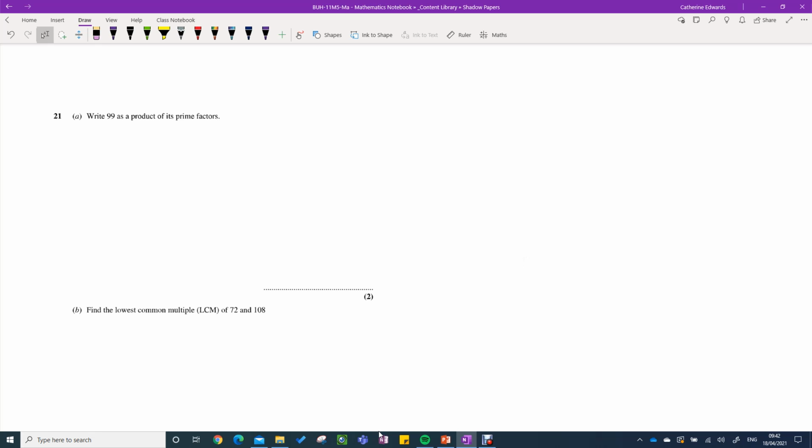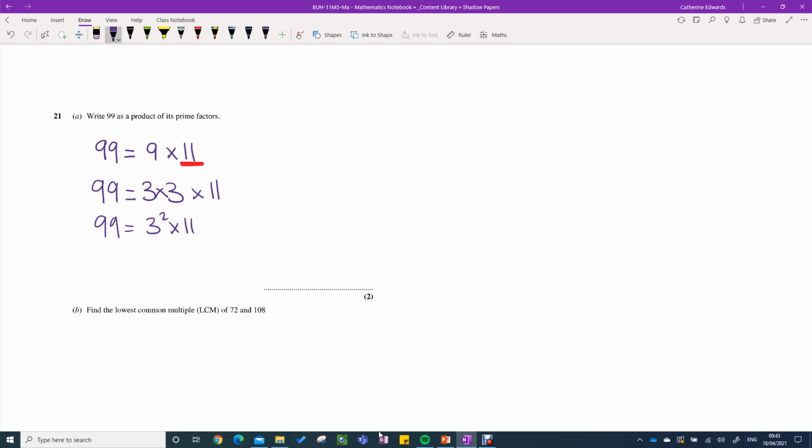Write 99 as a product of its prime factors. So I can say, right, I've got 99 and that equals 9 times 11. 11 is a prime number. So I can now say 99 equals, well, 9 is 3 times 3 times 11. And now they're all prime numbers, so I can write 99 equals 3 squared times 11.